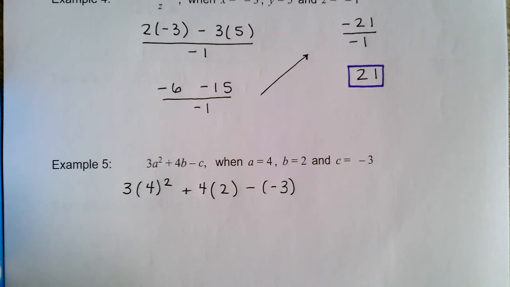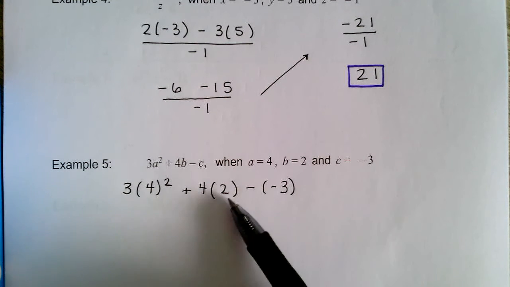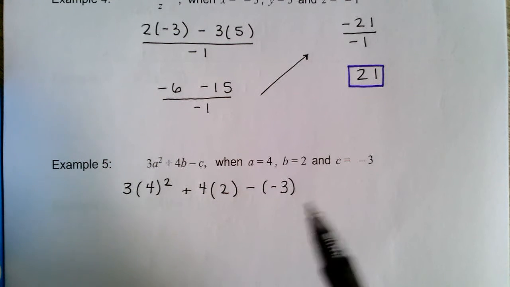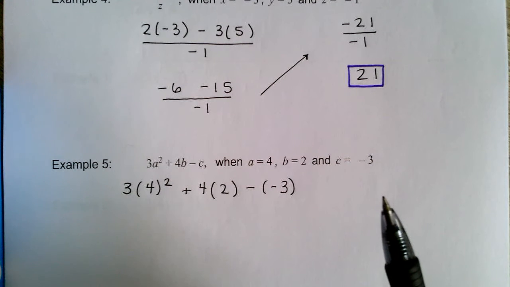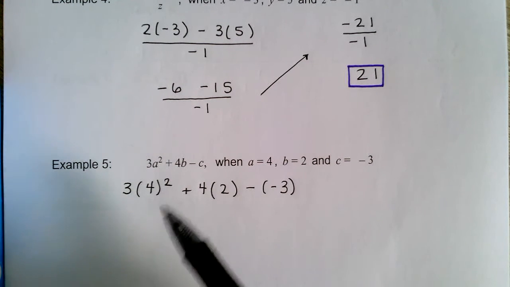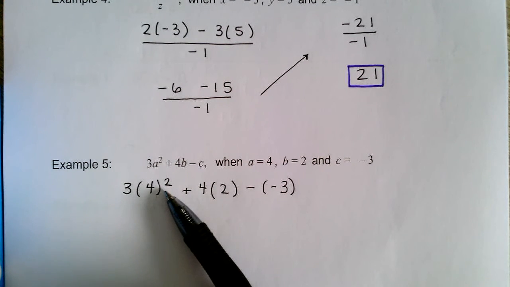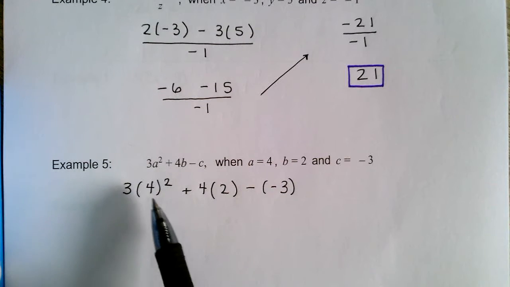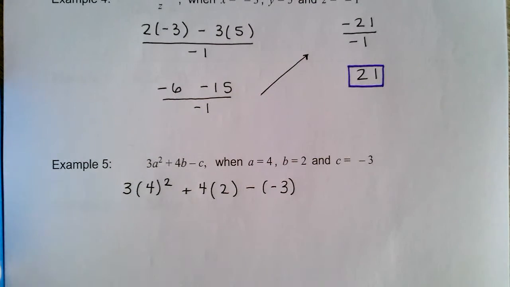We need to start by simplifying with P for parentheses. We have a 4, a 2, and a -3. So there's nothing we can do inside each of those parentheses, so we move on to exponents. We have an exponent here, so we're going to deal with that. And again, exponents show us the number of times that something needs to be multiplied by itself. So this is telling us to do 4 times itself 2 times.